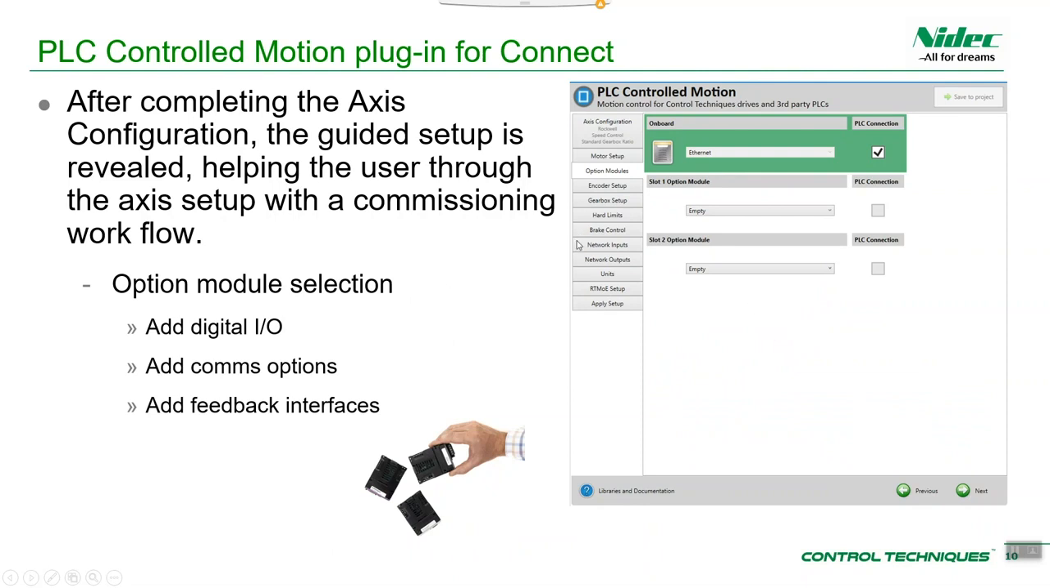Next, we've got the option module section. In this case, because this drive is a Digitax HD M750, it has 2 option slots plus onboard communications. Here you've got the ability to add an additional communications option, digital I/O option, or an additional feedback interface if you were doing something like a dual loop setup.